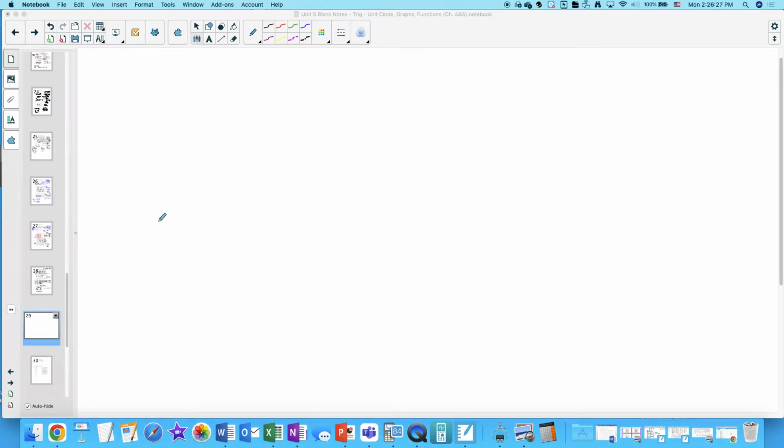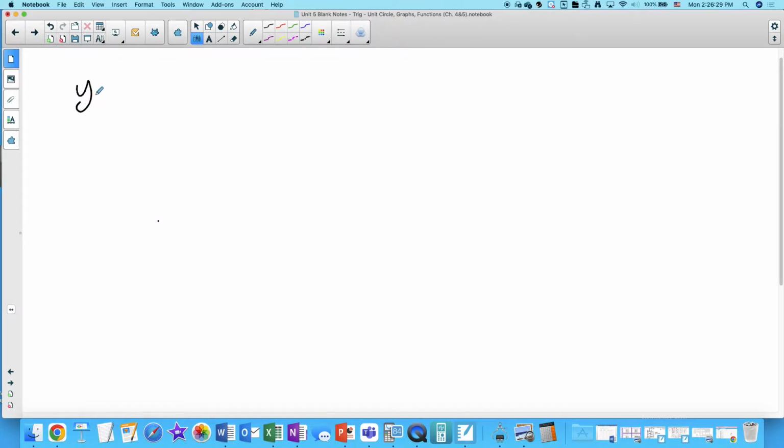The tan function, y equals tan x. Now, before we do this, I want to just review a little bit about what we've already seen around tangent, the tangent ratio, and the unit circle.